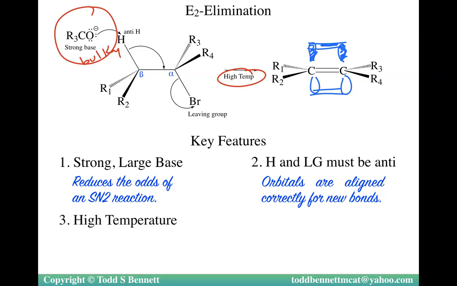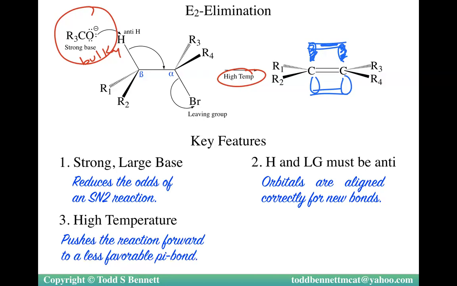High temp, because we're going to go to something less stable. And then finally, the rate, because we call it a 2, means it depends on two things. It depends on the concentration of the base and the concentration of the alkyl, in this case, bromide, but whatever the electrophile is. So both affect it.